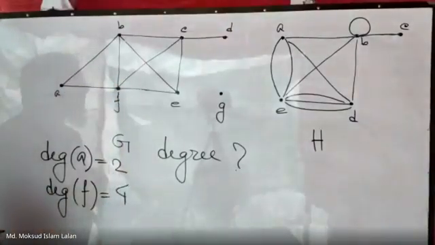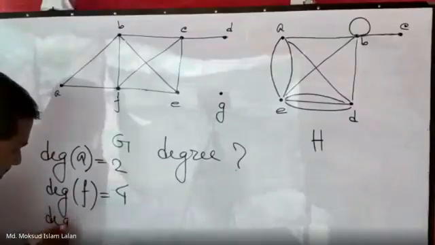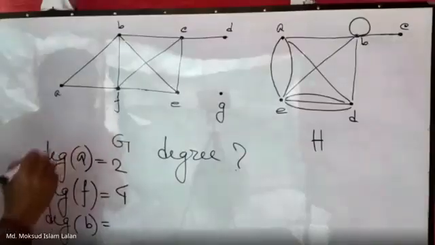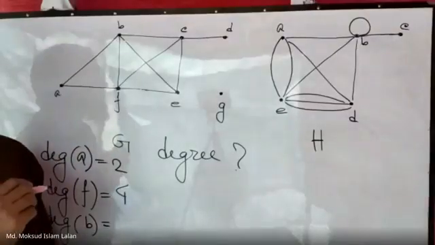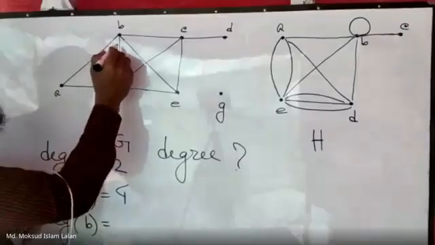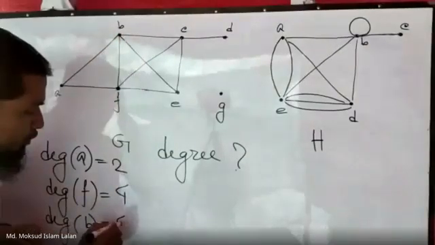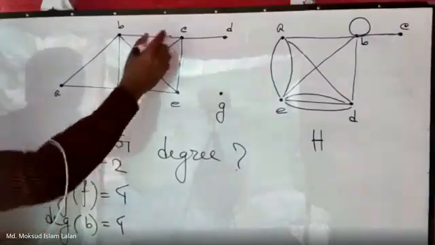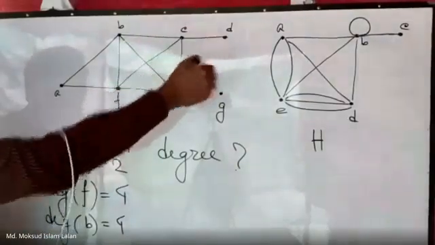Okay, can you say what will be the degree of B, Rikta? Also 4, sir. How do you know it is 4? Sir, the A vertex, the F vertex, the E vertex, this one, and this one. So it is also 4, right? Yes, sir. Similarly, can you find out the degree of each and every vertex?